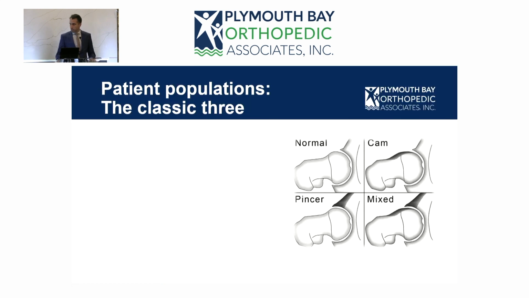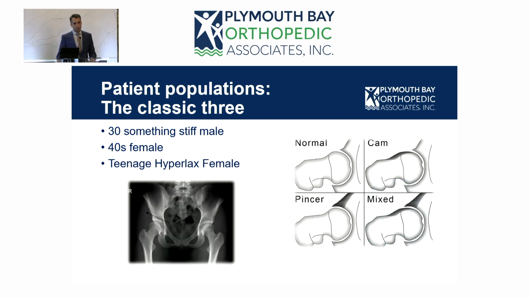And so the classic three populations are that the cam deformity is usually a male in his 30s who is pretty stiff. Slightly older female patients do show up with mixed deformity as well. And then the other type of patient that typically comes in with hip pain is a teenage hyperlax female, and this is usually the case of dysplasia and instability, as you can see in this X-ray with the clear uncoverage of the femoral head and the upsloping sourcil.